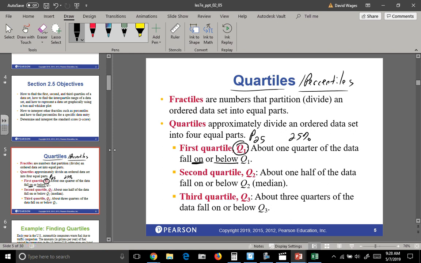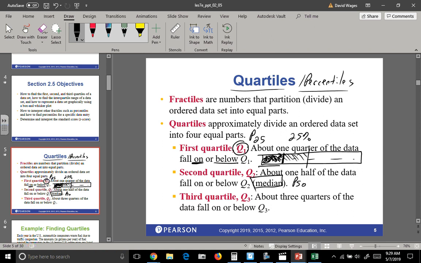So if we have a set of data, we have a list of data points. The first quartile is a place where about 25% of the data is from there down. The second quartile, if you have 2 quarters, you have 50 cents. So that's equivalent to the 50th percentile, which is the location where 50% of the data is at that level or below. That's also known as the median.